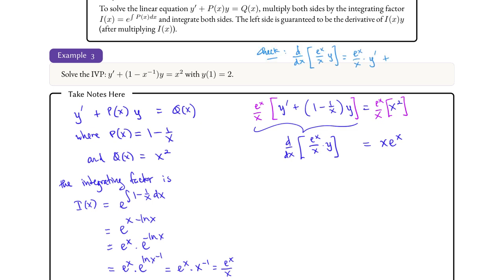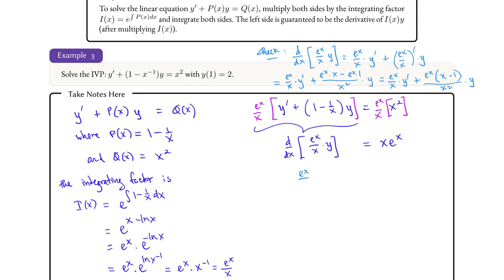The derivative of e to the x over x times y is e to the x over x times y prime, plus the derivative of e to the x over x times y. For the derivative of e to the x over x, we use the quotient rule. And so we end up with e to the x over x times y prime plus e to the x, factor out, times (x minus 1) over x squared times y. Notice that if we were to factor out e to the x over x, we end up with 1 minus 1 over x in the second term.